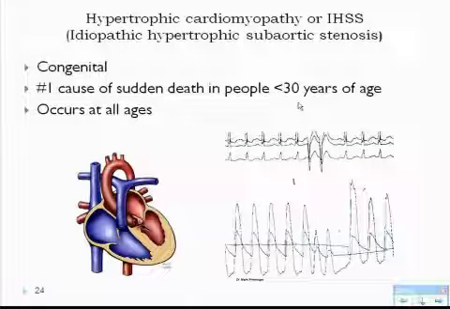It occurs at all ages, so you can't really say that if somebody's in their 40s, it's going to be fine. No, but most of the time it usually presents early in life because that's when people are exercising at their maximal level.